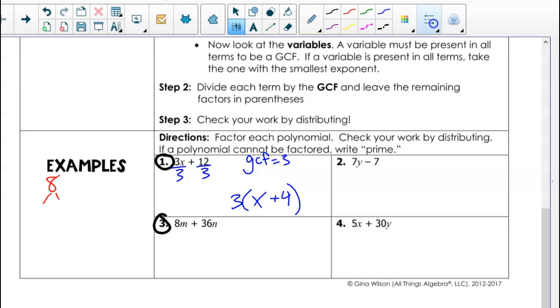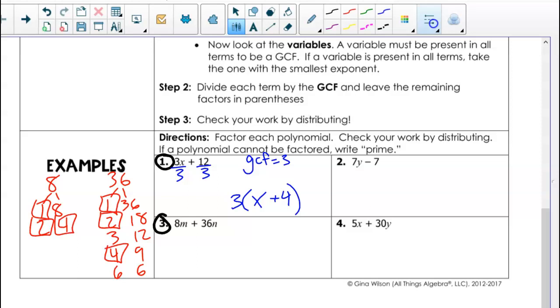So the factors of 8, remember that's 2 numbers that multiply to be 8. So 1 and 8, and 2 and 4. For 36, there's 1 and 36, 2 and 18, 3 and 12, 4 and 9, and 6 and 6. And when I look at these 2 factor trees and I compare them, there are 3 numbers that they share: 1, 2, and 4. And because it's the greatest common factor, I need to choose whichever number is the highest that they both share, so 4.